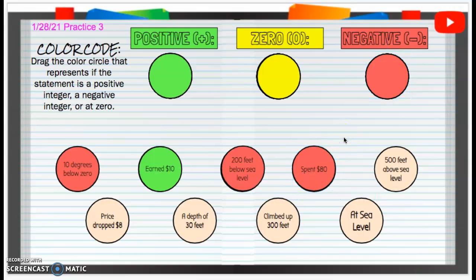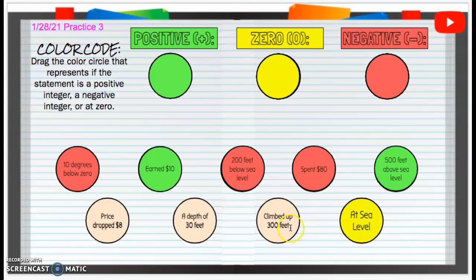If you're 500 feet above sea level, so if you're above sea level, you're going to be positive. You're going to be smooth sailing. Let's take a look down here. If you're at sea level, so you're not above, you're not below, you're at sea level, you're actually going to be at 0. So if you're at sea level, you're going to be at 0.